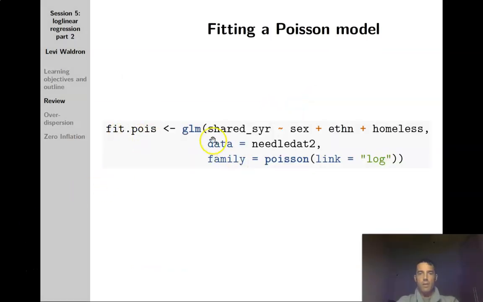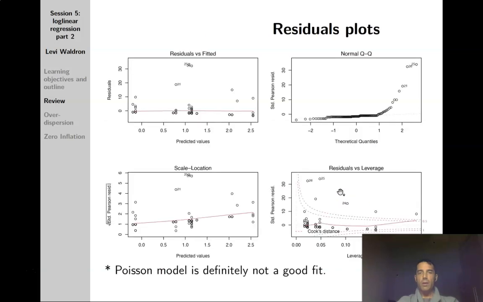So when we fit a Poisson log-linear model to this anyways, it looked like this. Linear predictors specified the same way as it always is. And for the family of models, we specified Poisson with a log link.